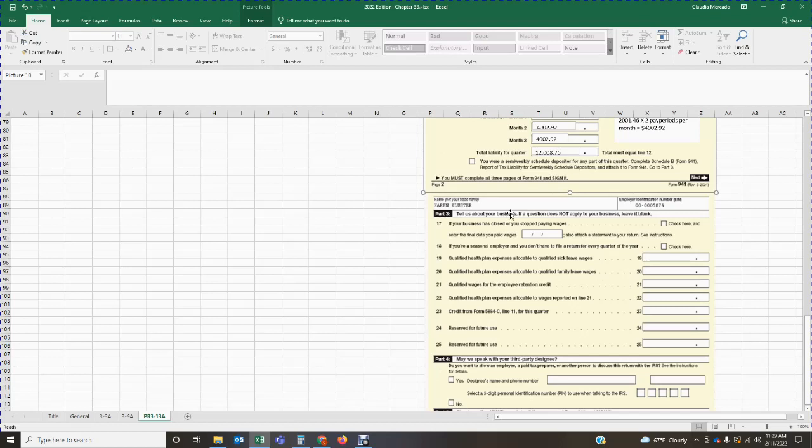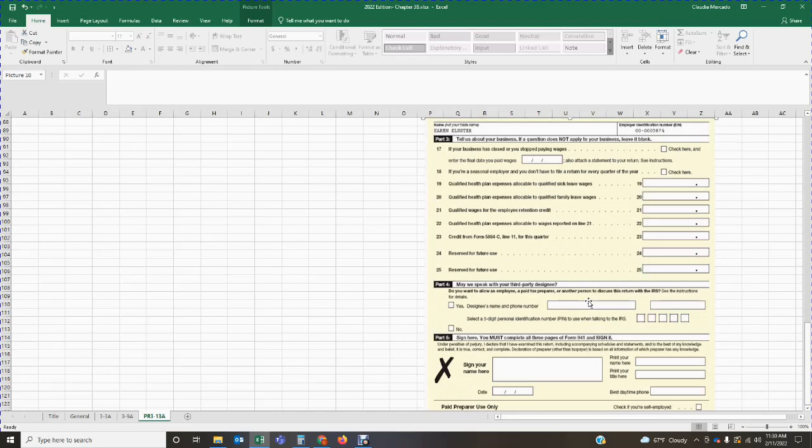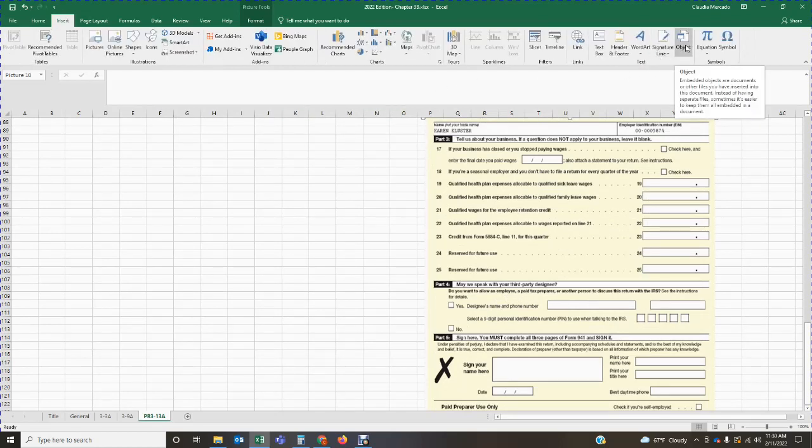It says, tell us about your business. If a question does not apply to your business, leave it blank. This talks about if we are closing down, if the business is going to close, if we have seasonal employers, a whole bunch of stuff that does not qualify in this particular problem. Qualified health plan expenses, qualified wages for employee retention credit. None of that information pertains to the problem, so we're going to skip. Part 4, may we speak with a third-party designee? The answer would be no. We only want them to speak to whoever is authorized. So we're going to put a no.